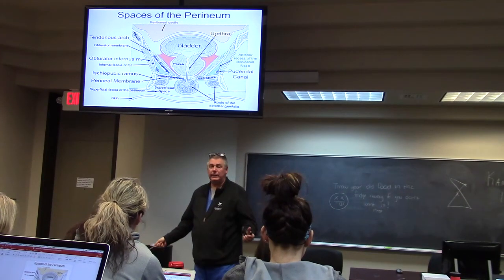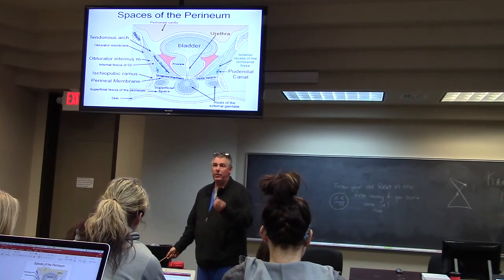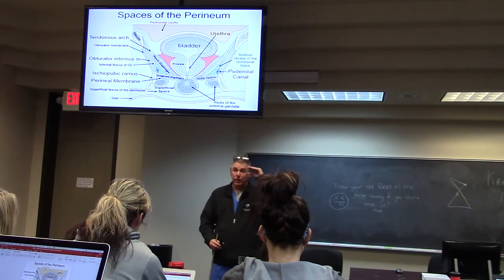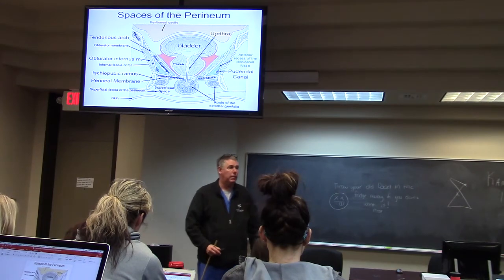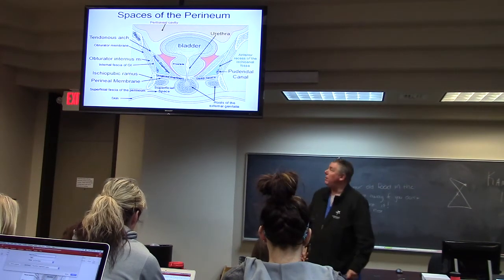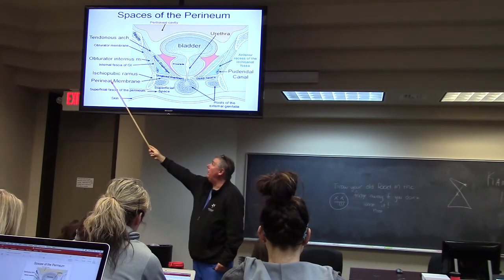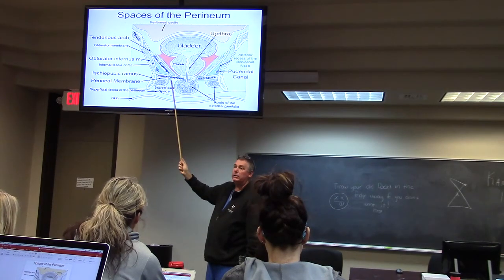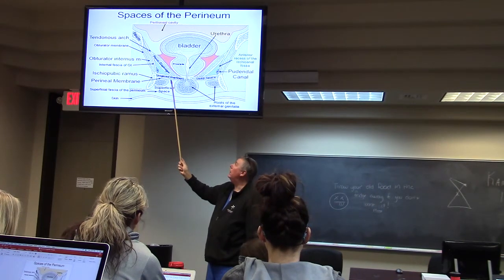It's a stupid designation. I don't even know why they have it, but that's what they call it. When you refer to the deep space, you're essentially referring to the investing fascia of the UG diaphragm. That's all it is. Now, the most inferior fascia is called the perineal membrane. So this fascia on that side right there is called the perineal membrane.